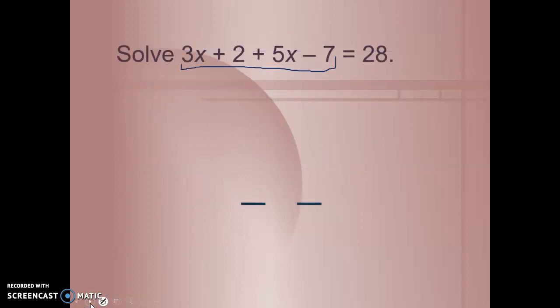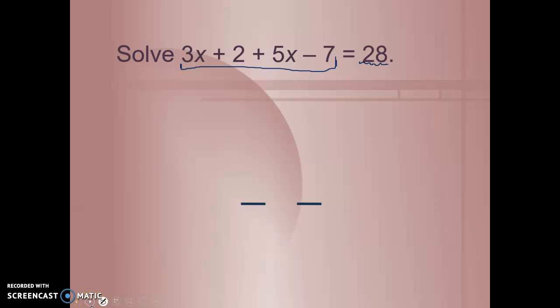Let's take a look at this equation: 3x plus 2 plus 5x minus 7 equals 28. We want to simplify each side of the equation one side at a time. Now on this side, we have just a 28. Just a number. There's nothing else that we can do to simplify that. So we're going to look over here at the left side of our equation. And the first thing we want to do is see if there are any like terms that we can combine.